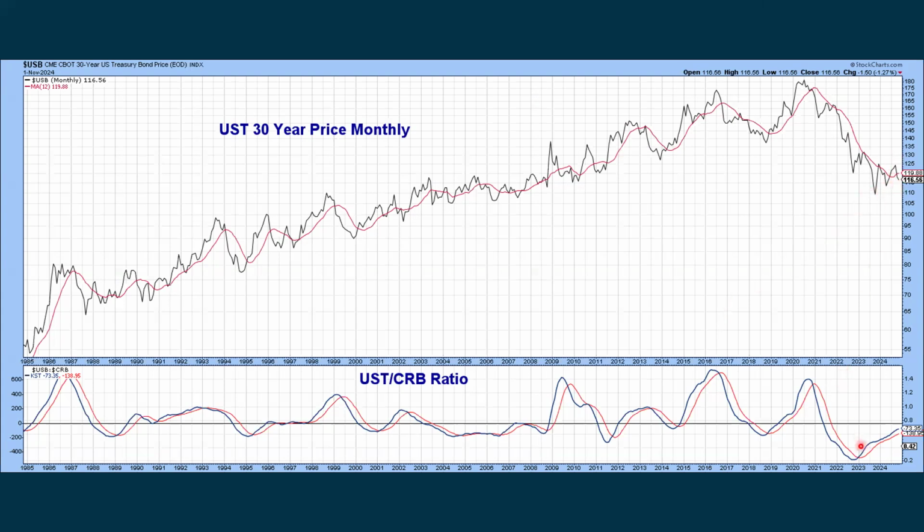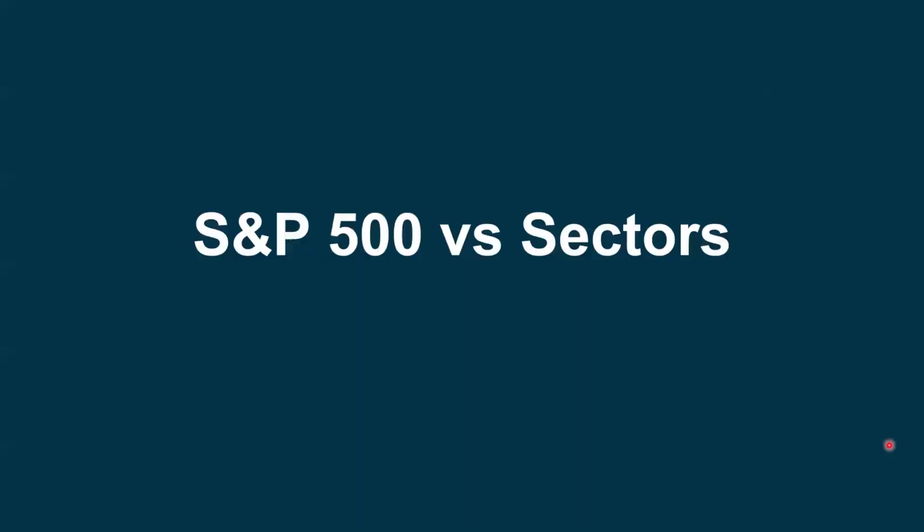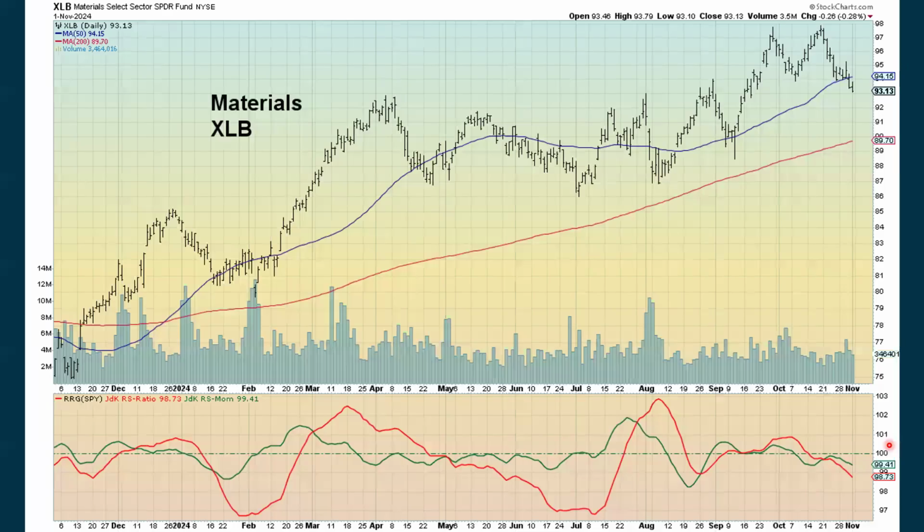And we also look at a ratio between the long-term bond ETF and commodities, showing how the long-term bond is outperforming. Then we go through a number of different sectors. We have the materials sector, which is looking pretty good all by itself, but it is falling a little bit below its 50-day moving average.